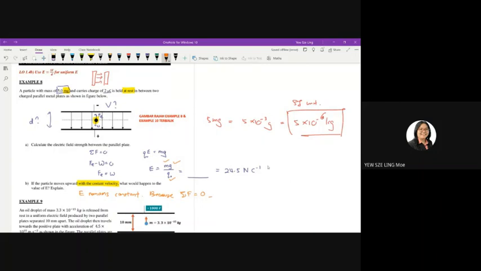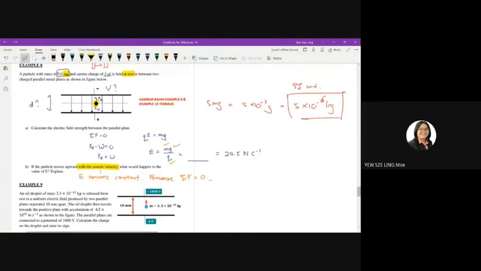But if it is moving with an acceleration, then it will change. If it moves with acceleration, then your E will change. Whether it increases or decreases depends on the question. Right, so that is the answer for example 8. I give you 2 minutes to write it down before we proceed to the next question. Make some notes of your own for the explanation.